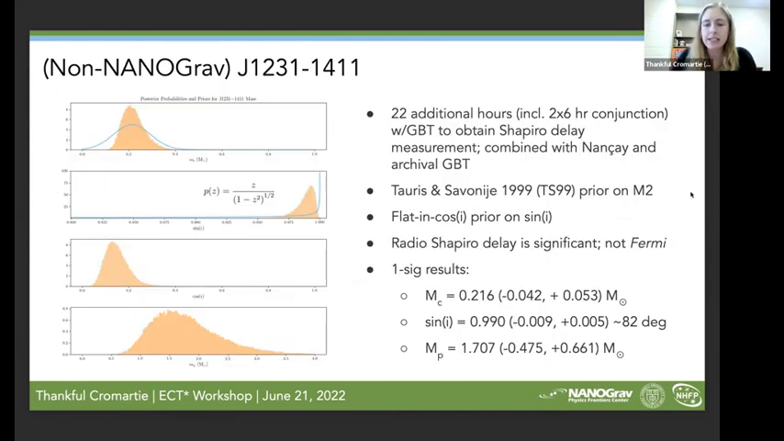Oh, and I just say here, not Fermi, because we did look at Fermi data and we're not able to get any kind of significant mass constraint from the Fermi data.